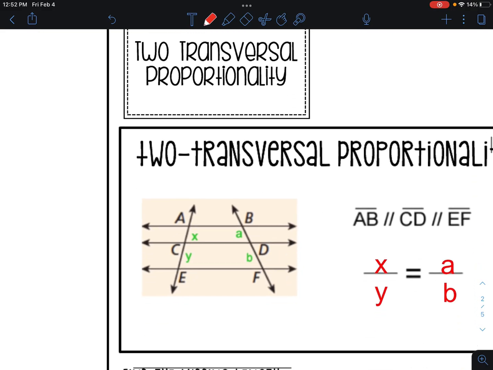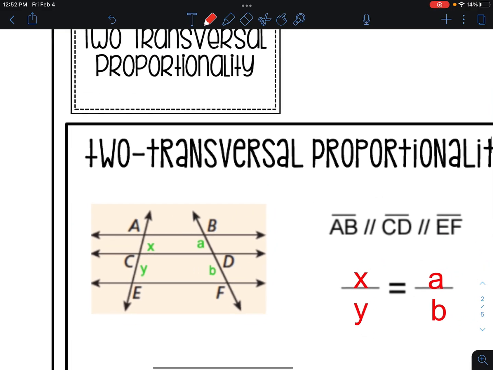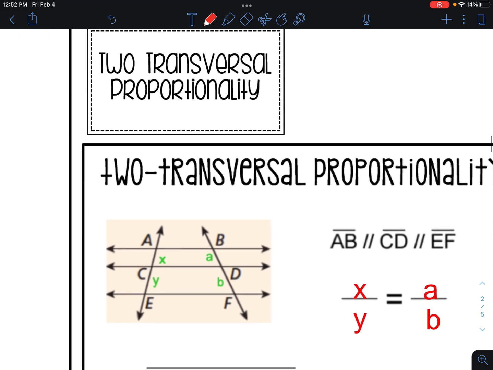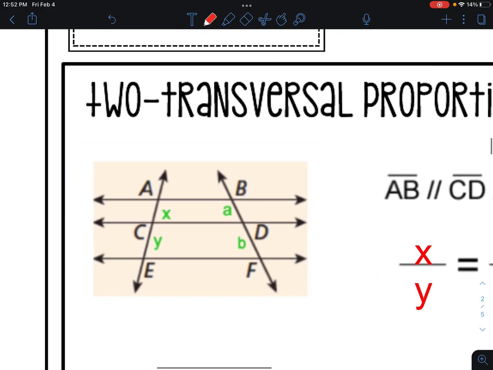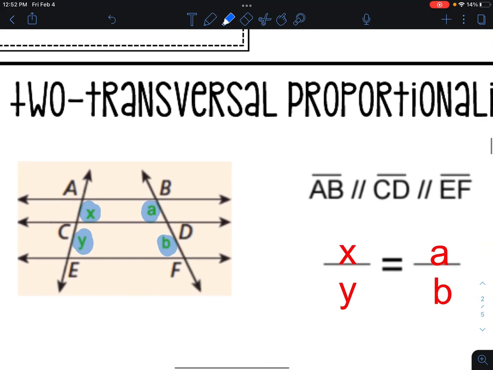All right, and this is the multiple side splitter theorem, essentially. If we have multiple parallel lines and multiple transversals, the ratio of any of the pieces is going to be proportional to the pieces of the other transversal. So no matter where they go, no matter where they cut, what angle they're cutting in at, does not matter. The ratio of the pieces of one transversal are proportional. So x over y equals a over b.